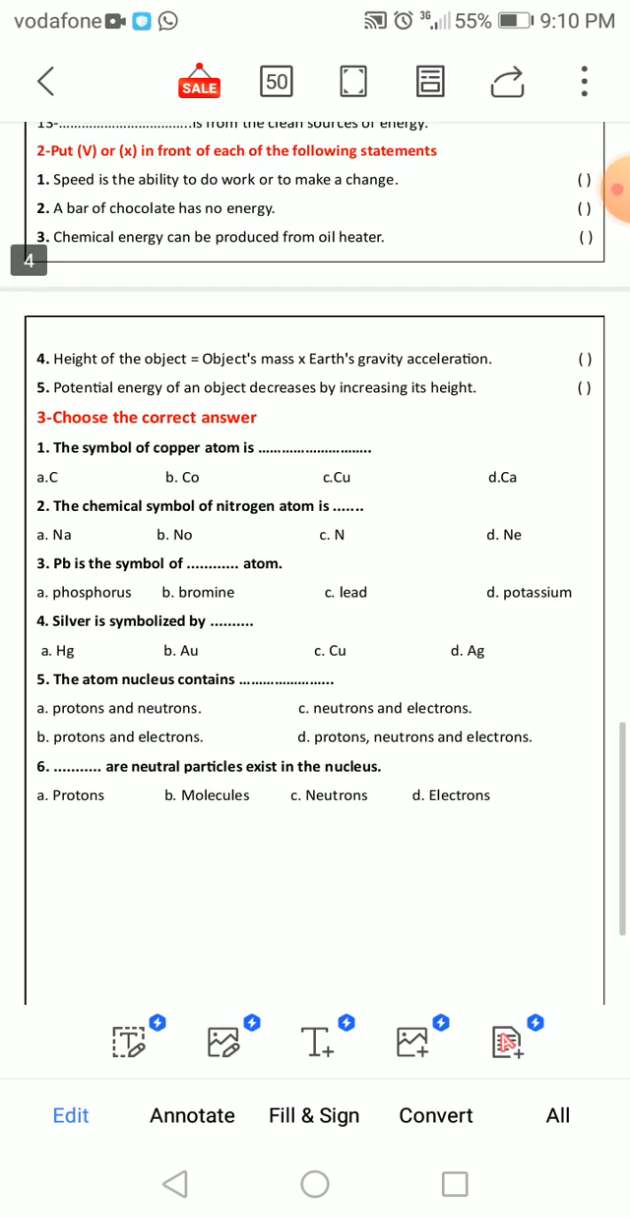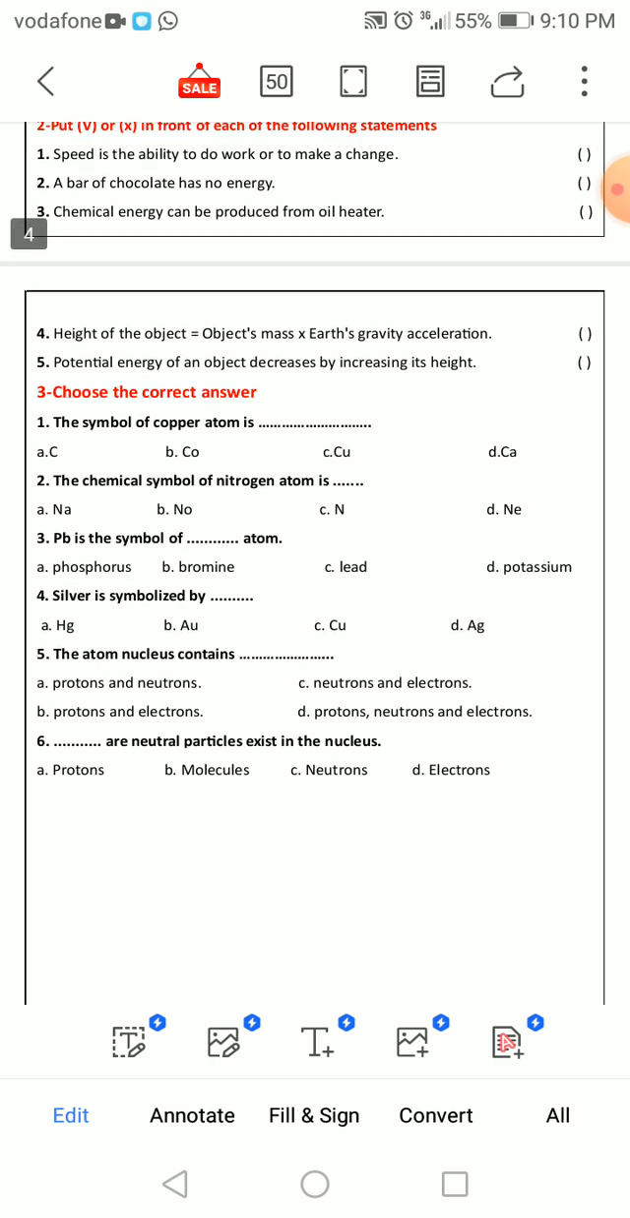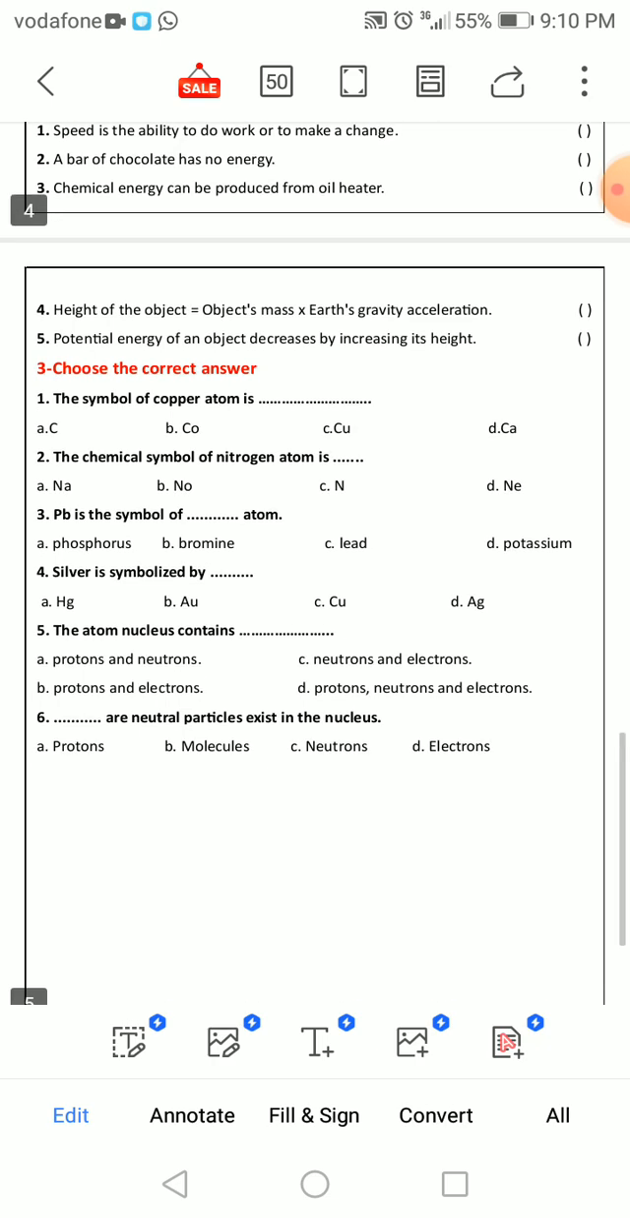The symbol of copper is Cu, the symbol of nitrogen is N, and Pb is the symbol of lead and silver, the symbol of Ag. And number 5, the atom nucleus contains protons, neutrons, and electrons. And finally, particles that are neutral. Particles that exist in the nucleus, so it's neutrons.